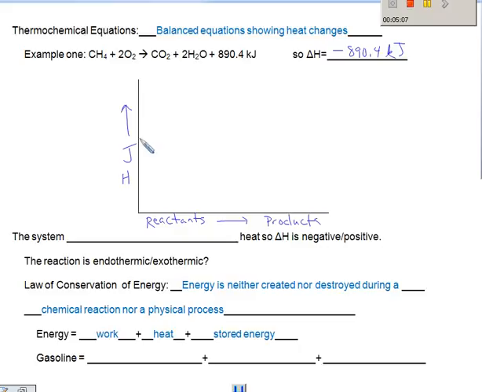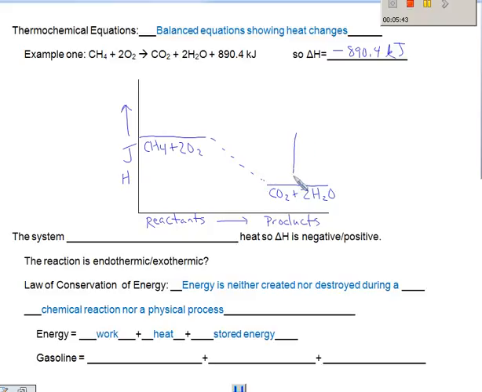So let's say we start off with the heat content of our reactants here. So this would be CH4 and oxygen together, the two oxygens. They are going to react. As they react, they're going to throw heat off. They're going to release heat. So the final products are going to be lower in energy than the reactants. So this would be the CO2 and 2 water molecules here. So we've dropped in energy here.